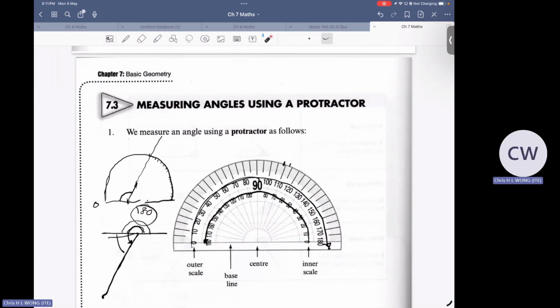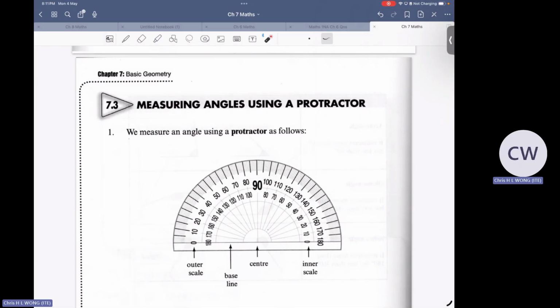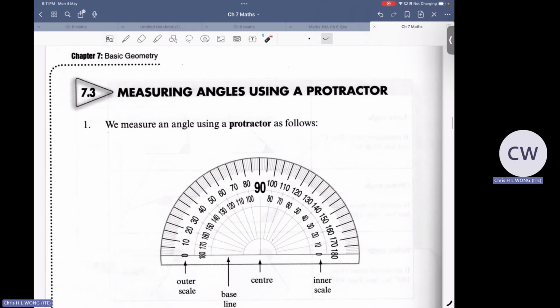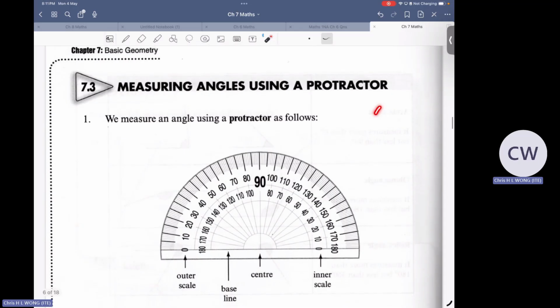Protractor. Did you bring a protractor? If you didn't bring, never mind, no worry. But in the exam, I always ask you to buy a protractor. You must buy a protractor because you will never know in the exam they will draw something and ask you to measure using the protractor. You need a protractor, right?